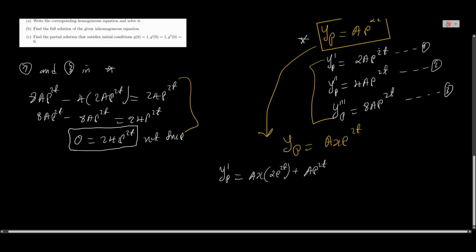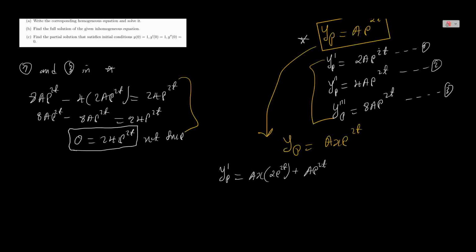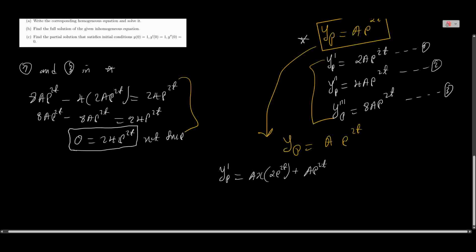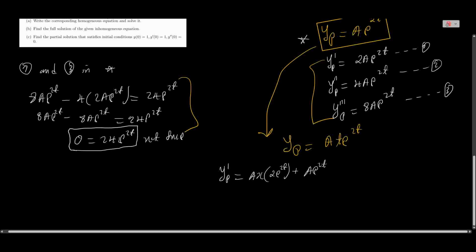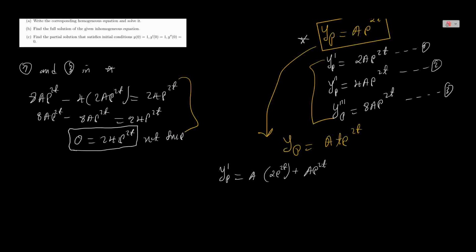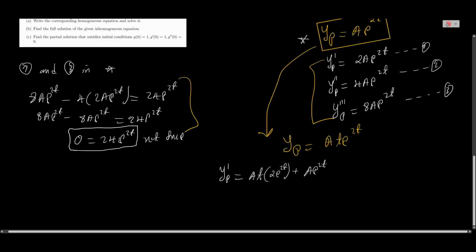Okay, so remember that our variable, this is very important, our inhomogeneous equation is in terms of t, not x. So this is actually t. It's very, very important to know that this is t, right? Our correct particular equation is y particular equals a t e raised to the power 2t, because our inhomogeneous equation is in terms of t.